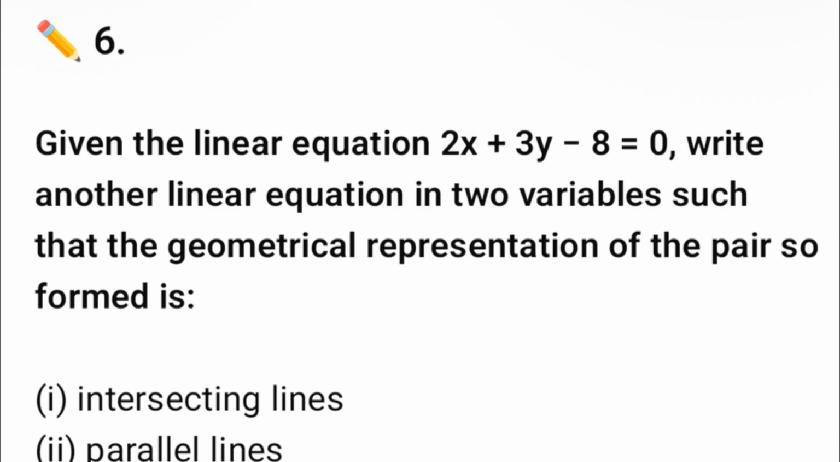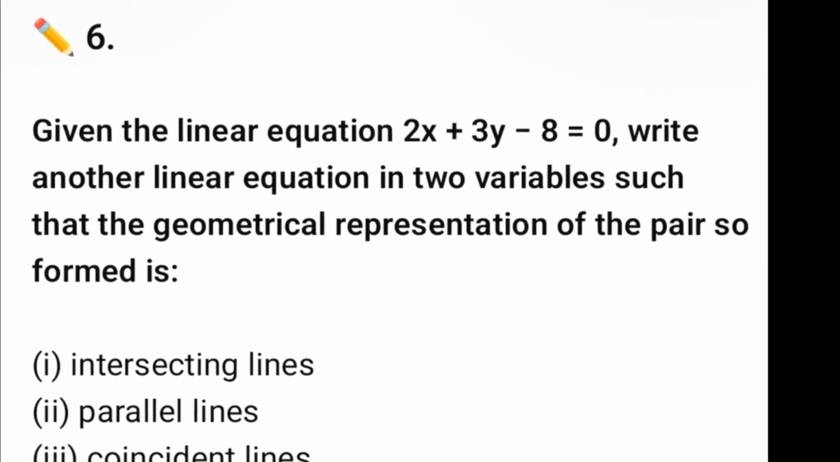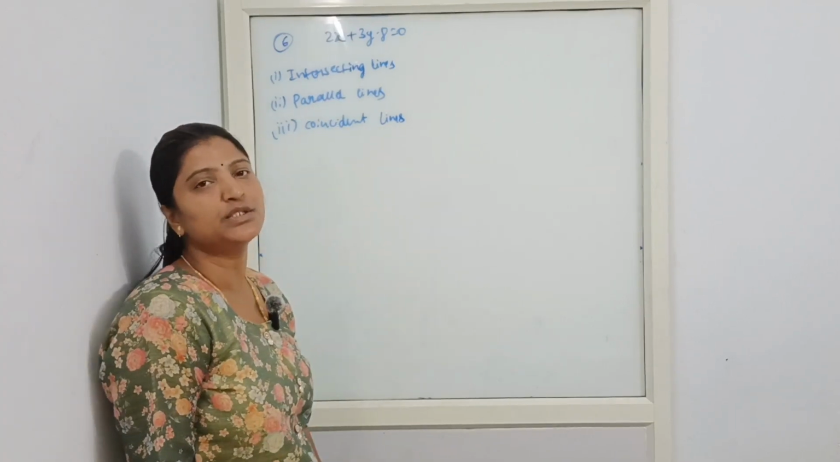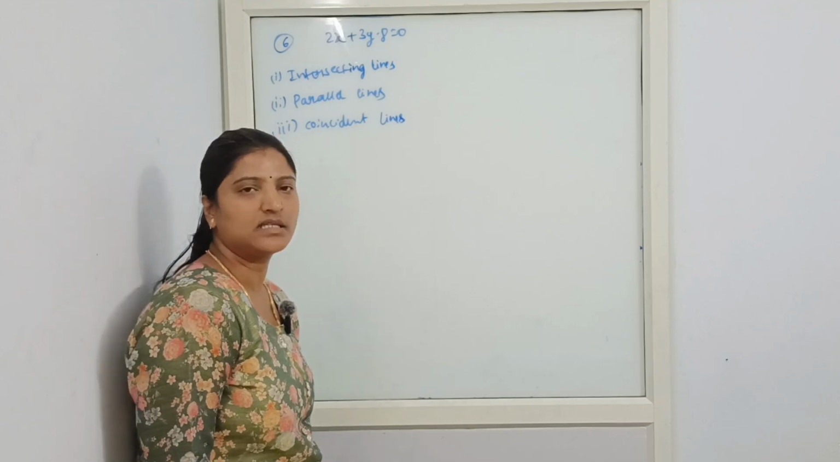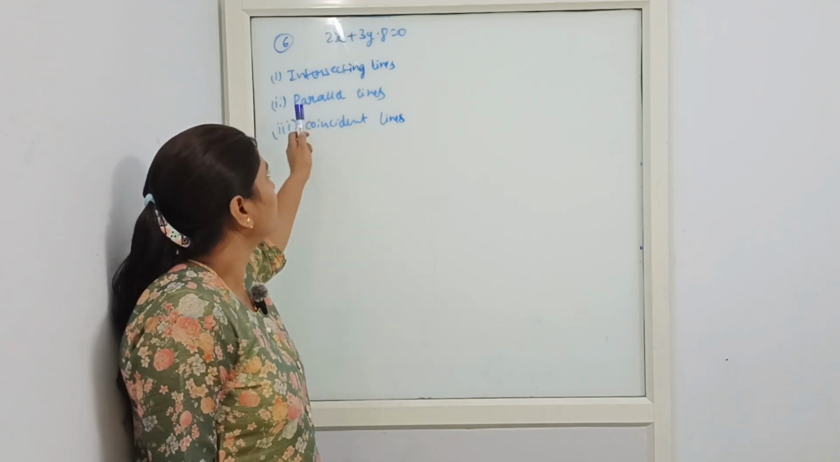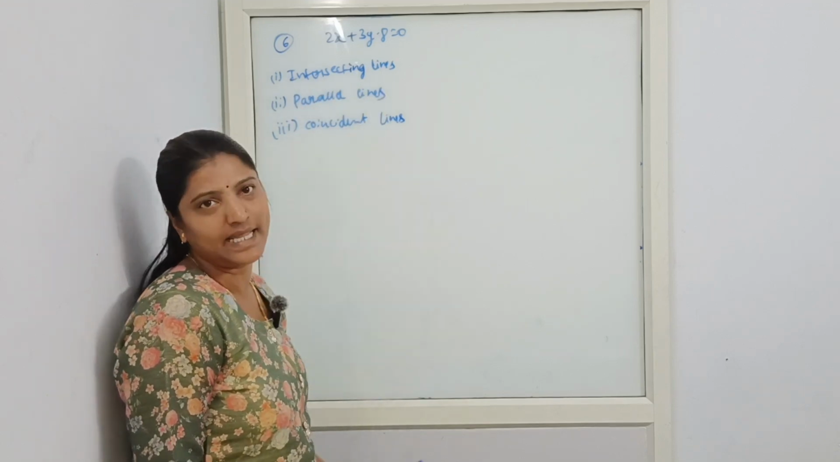Question is, given the linear equation 2x plus 3y minus 8 is equal to 0, write another linear equation in two variables such that the geometrical representation of the pair so formed is intersecting lines is the first one, the second one parallel lines, and the third one coincident lines. One linear equation with two variables. Then they are asking us to form one more linear equation with two variables, wherein the condition for the first is intersecting lines.